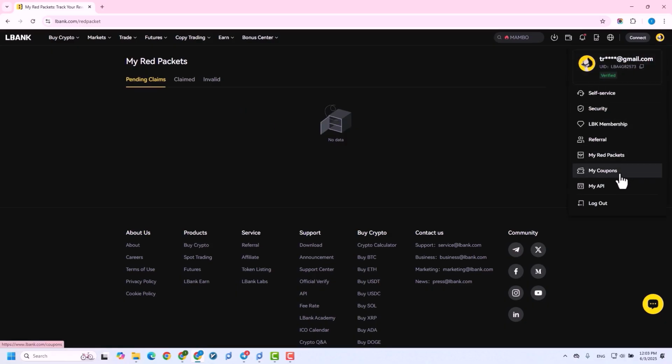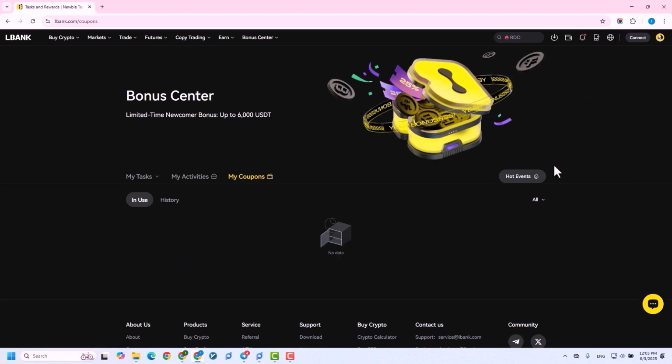The next section is My Coupons. Discount coupons for fees or trial funds, test capital for futures trading, are stored and available for use in this section, and you can review the history of your coupons here.